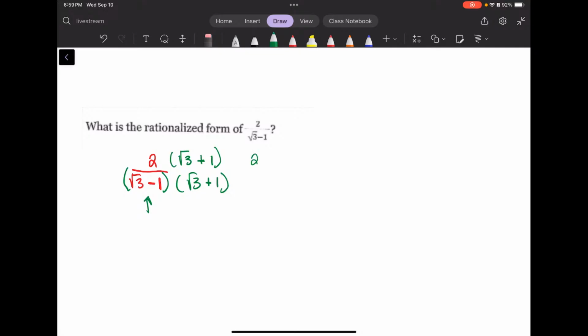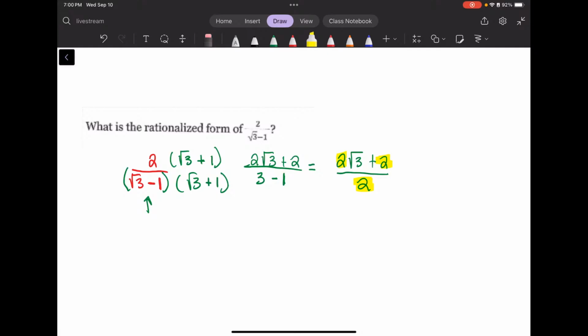And when you remember your fraction rules, whatever you do to the bottom, you have to do to the top and vice versa. So the top part of this fraction, when we distribute, we're going to have 2 radical 3 plus 2. And on the bottom, if you understand the difference of squares, we just need to multiply the first two terms and the last two terms. So radical 3 times radical 3 is just the number without a radical, so that's going to be 3, and -1 times +1 is -1. So once we simplify, we're going to have 2 radical 3 plus 2 all over 2.